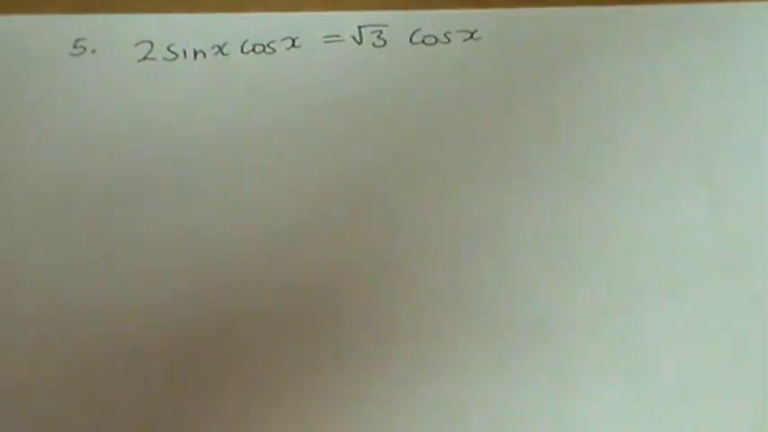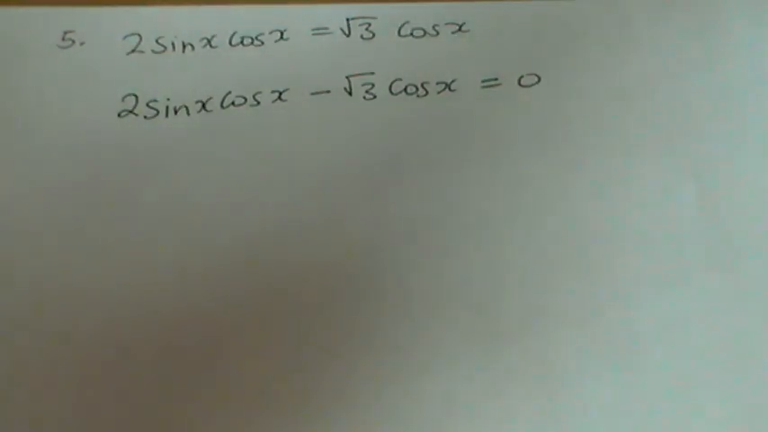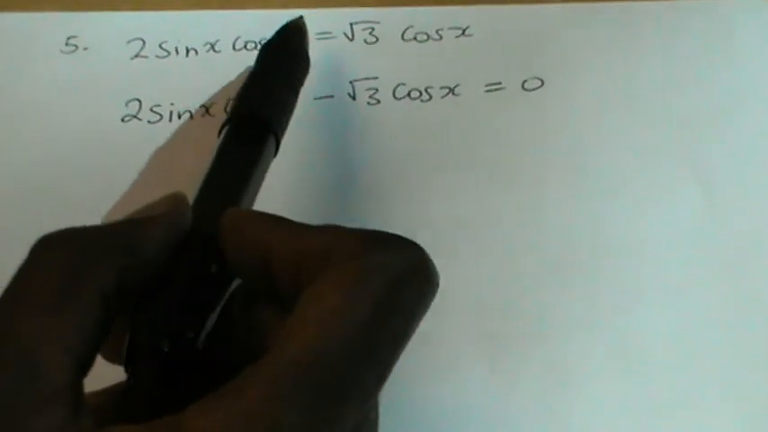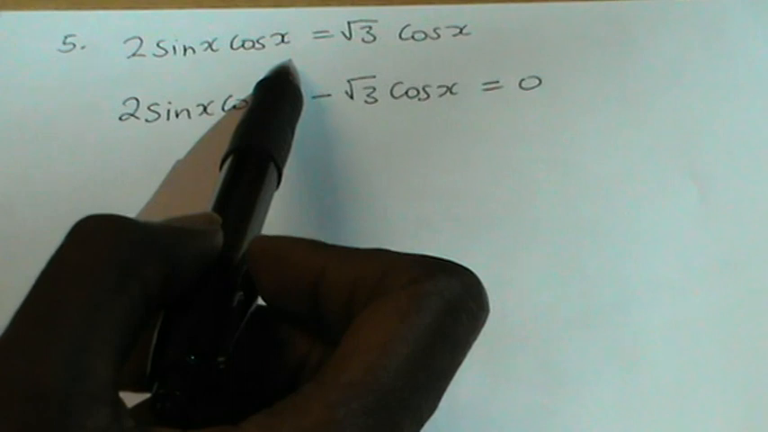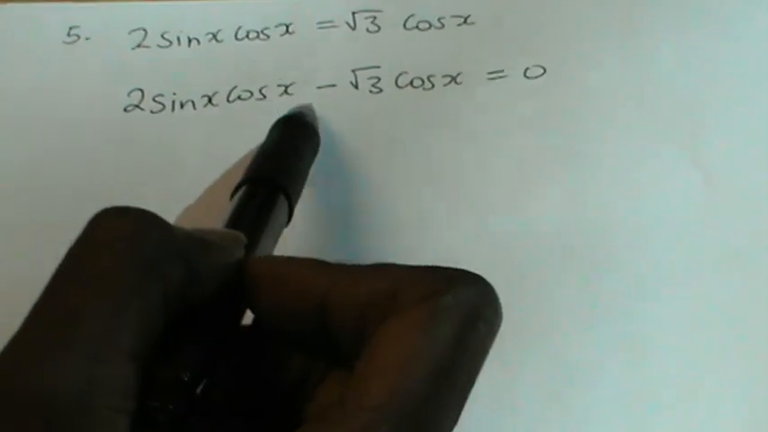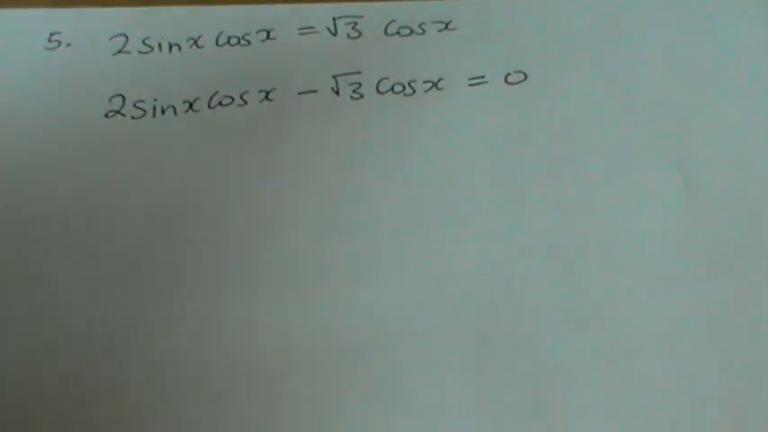So I subtract this on both sides, and this is what I should have: 2 sine x cos x minus square root of 3 cos x is equal to 0. Now I have everything on one side, so I shouldn't divide by cos x. It might be tempting to divide by cos x, but that cancels out some solutions. We will not have a complete set of solutions if we divide by cos x. So we take it to the other side by subtracting, and then we factorize just like the one we did previously.